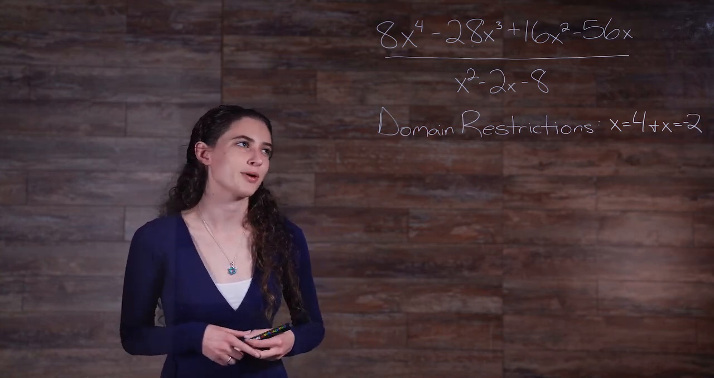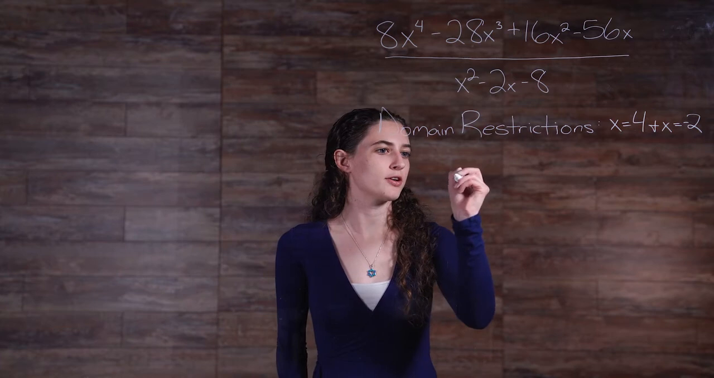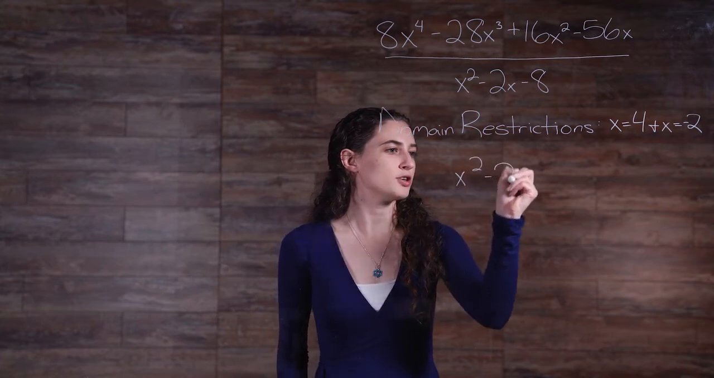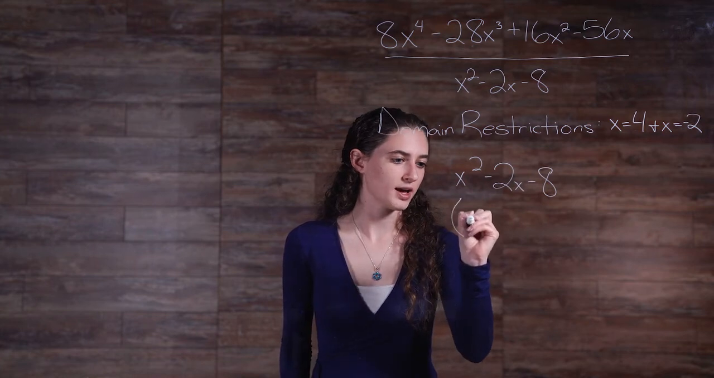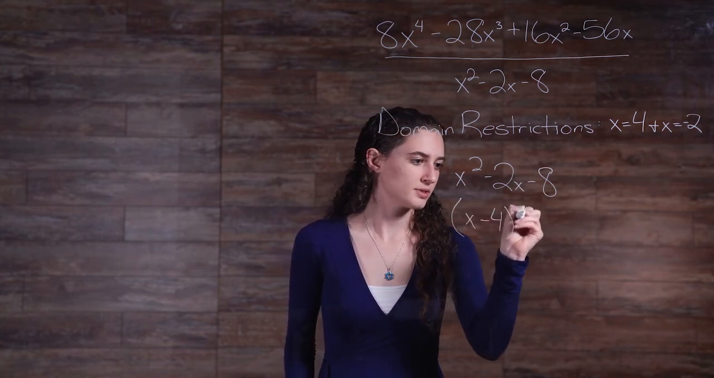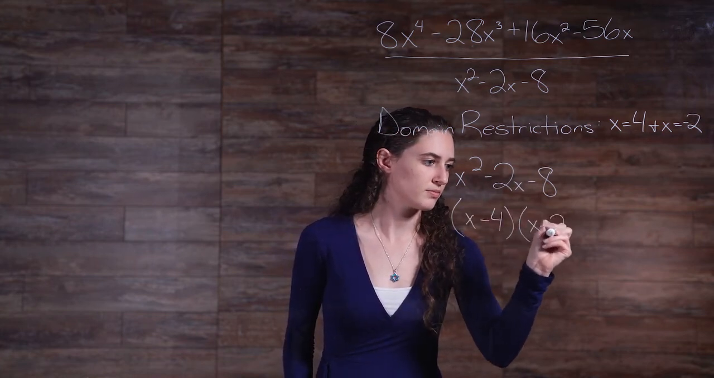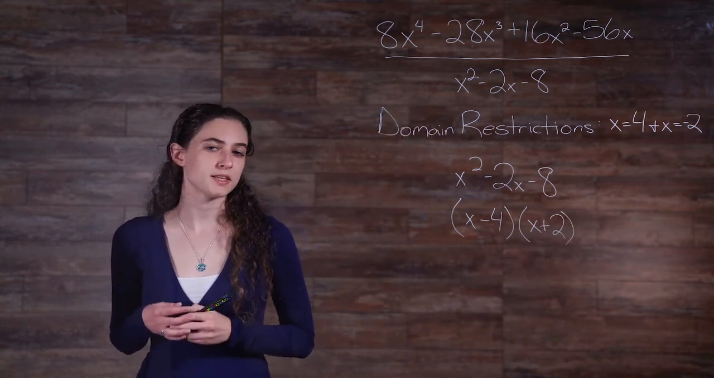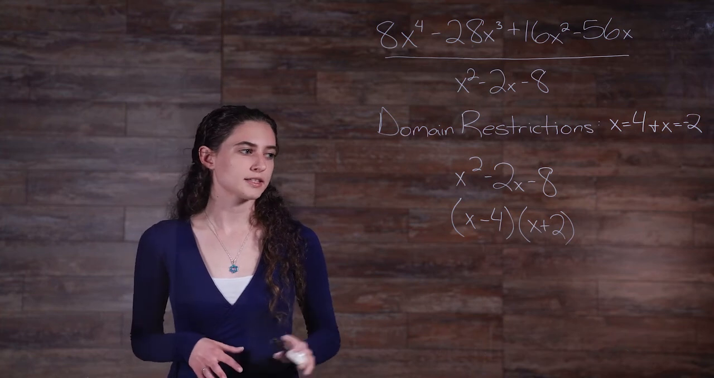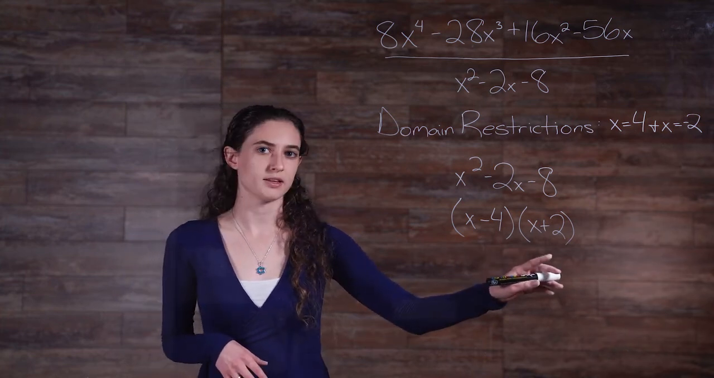So let's take a look at that real quick. We have the denominator x squared minus 2x minus 8. If we factor this, we get x minus 4 times x plus 2. The x values that would make these factors equal 0 are x equals 4 and x equals negative 2.